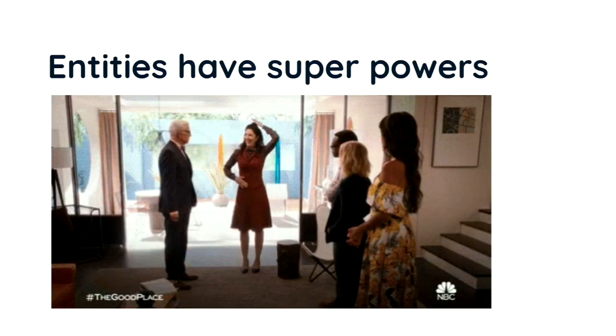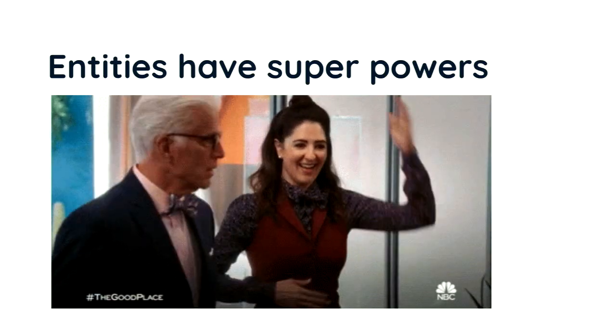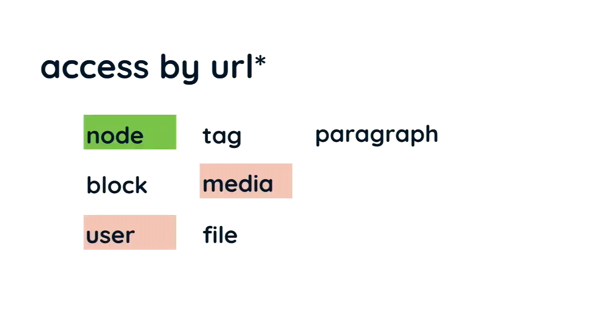Entities have superpowers, so we can distinguish them by their superpowers. Take, for example, the concept of something being accessed by a URL. It's not that it's not possible to access all entities by URLs using various means, but I'm talking about something that's actually designed to be accessed by a URL, where the people who develop it think this is going to have a URL. And Node is that thing. Node is the primary piece of content in Drupal, and its main superpower is that it wants to be accessed by a URL.